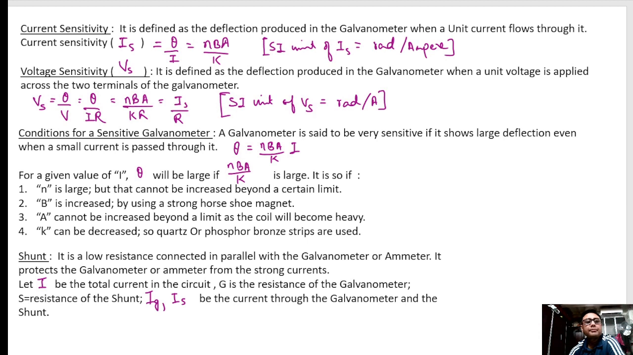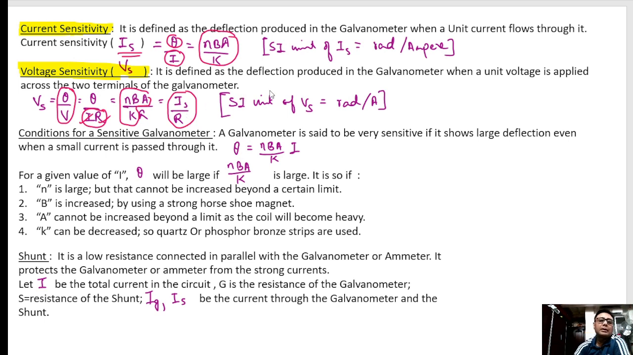Next important topic is current sensitivity and voltage sensitivity. It's a very, very important topic. Current sensitivity is the angle of twist divided by the current passed, that is theta by I, which is this. Voltage sensitivity is theta by V, and V is equal to IR, where I is the current passed and R is the resistance of the coil. Theta by I, as we have already known, is this. So voltage sensitivity is current sensitivity divided by the resistance of the galvanometer.